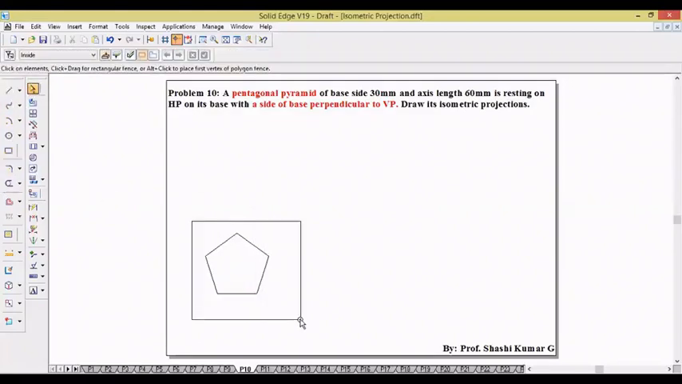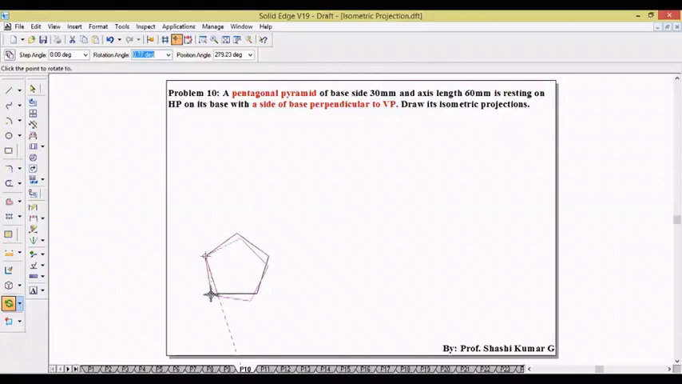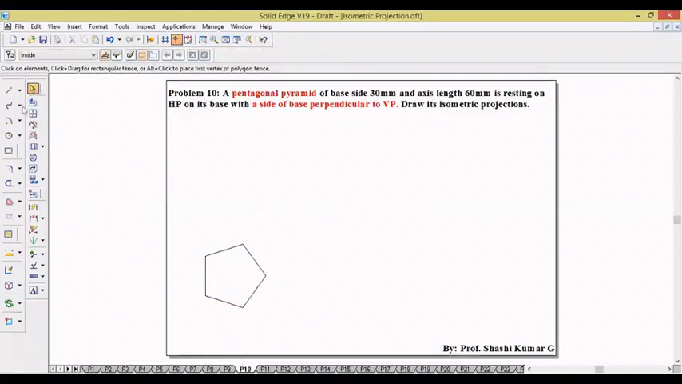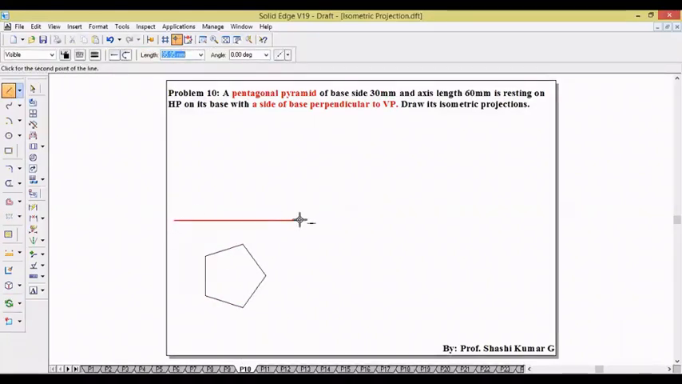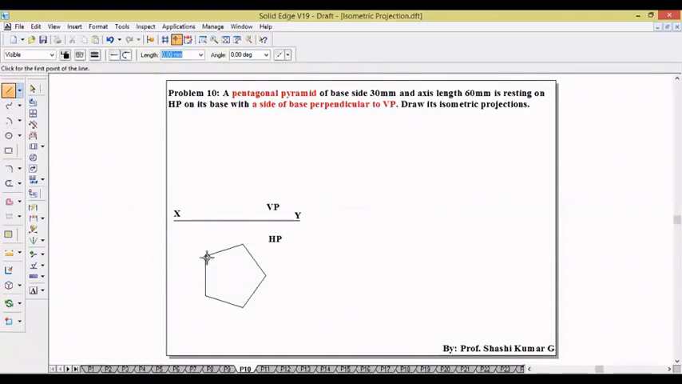Now anyhow one of the sides is perpendicular to VP, so rotate this pentagon in such a way that you're taking one of its edges perpendicular to VP. So I draw an XY line. So this is the XY line, and this is VP. This is going to be HP. Join the opposite corner to opposite midpoint. From every corner, you join to opposite midpoints to get the slant edges of the pyramid.